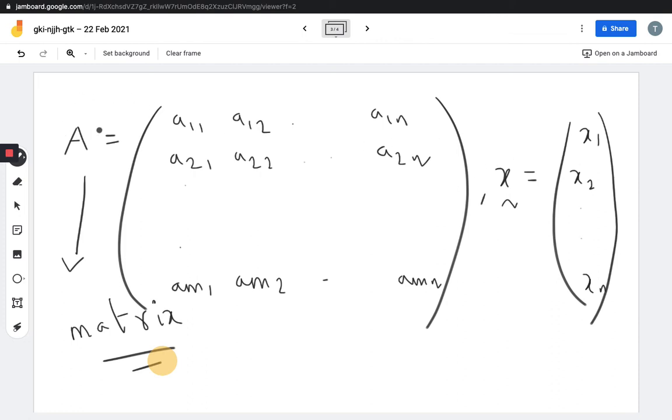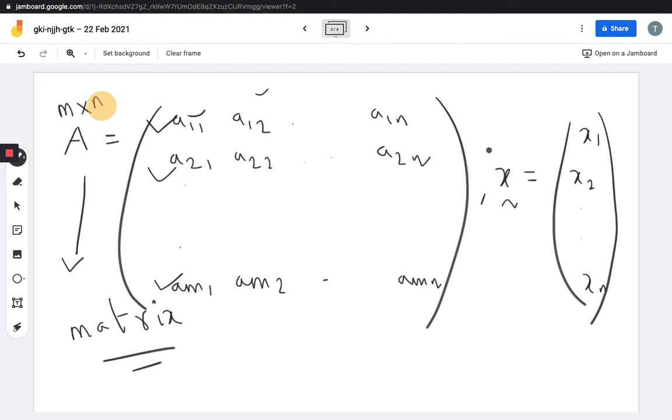What is the order of the matrix? This matrix has clearly m rows: first row, second row, mth row. How many columns does it have? It has 1, 2, n. It has n columns and m rows. So this matrix has the order m cross n.